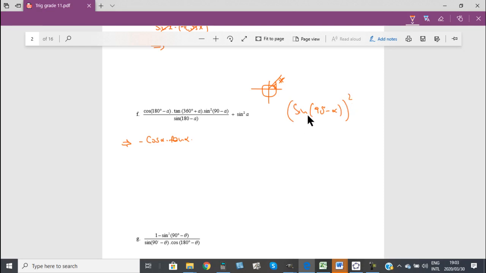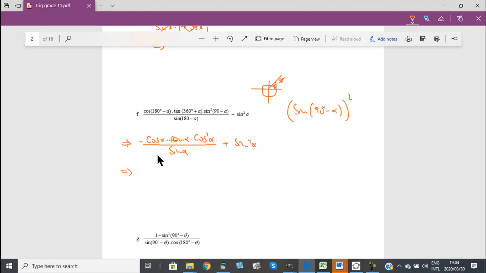You know, I normally see the square confuses people sometimes, but you can square what's inside the bracket. So sine of (90 minus), sorry, it's positive, but then it changes to cos. So this means you end up with cos squared alpha, over sine of (180 minus), yes, it's positive, plus sine squared alpha.